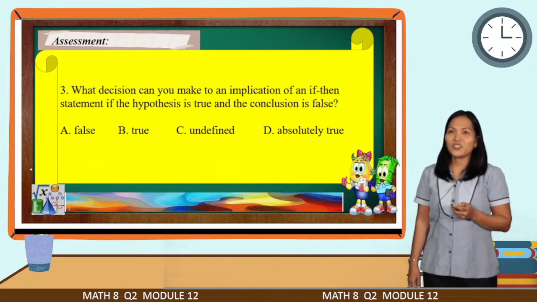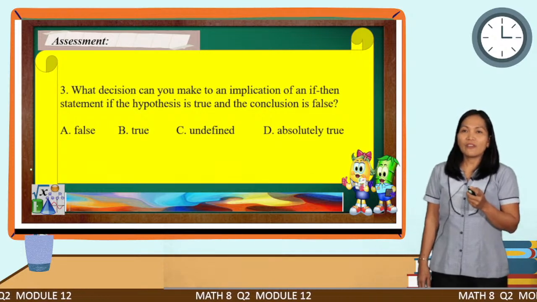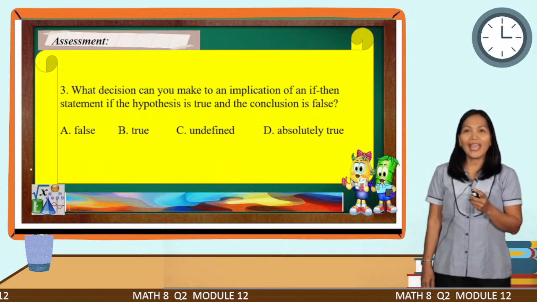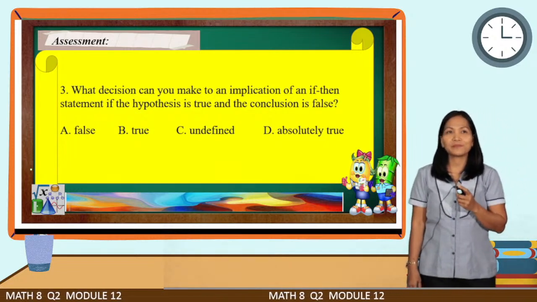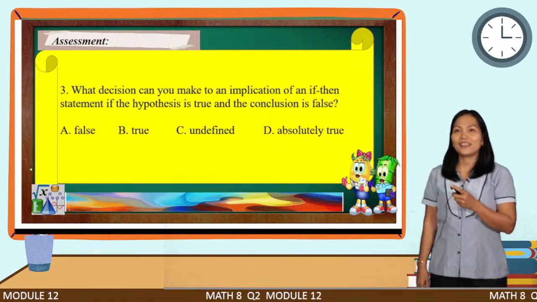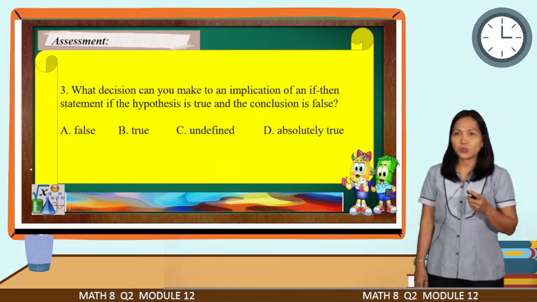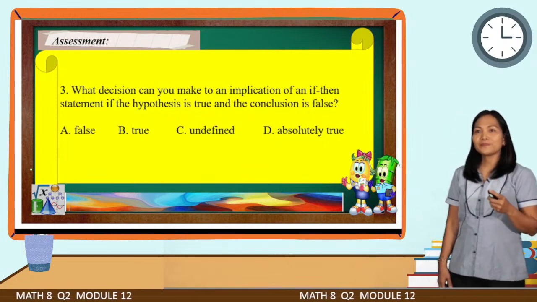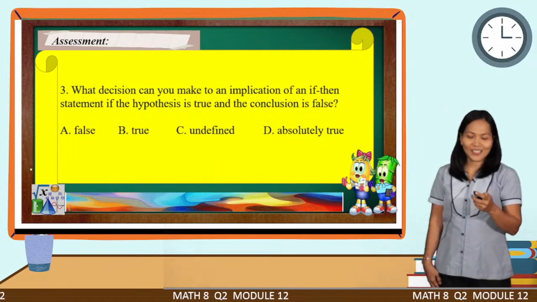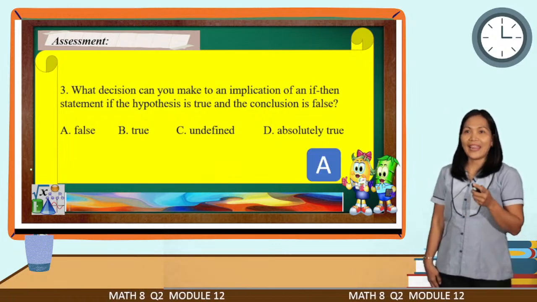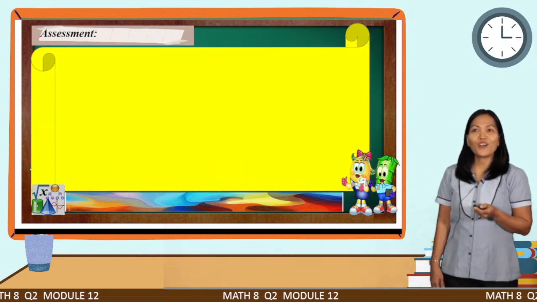Question number 3. What decision can you make to an implication of an if-then statement if the hypothesis is true and the conclusion is false? A. False. B. True. C. Undefined. D. Absolutely true. Yes, it's letter A. It's false.